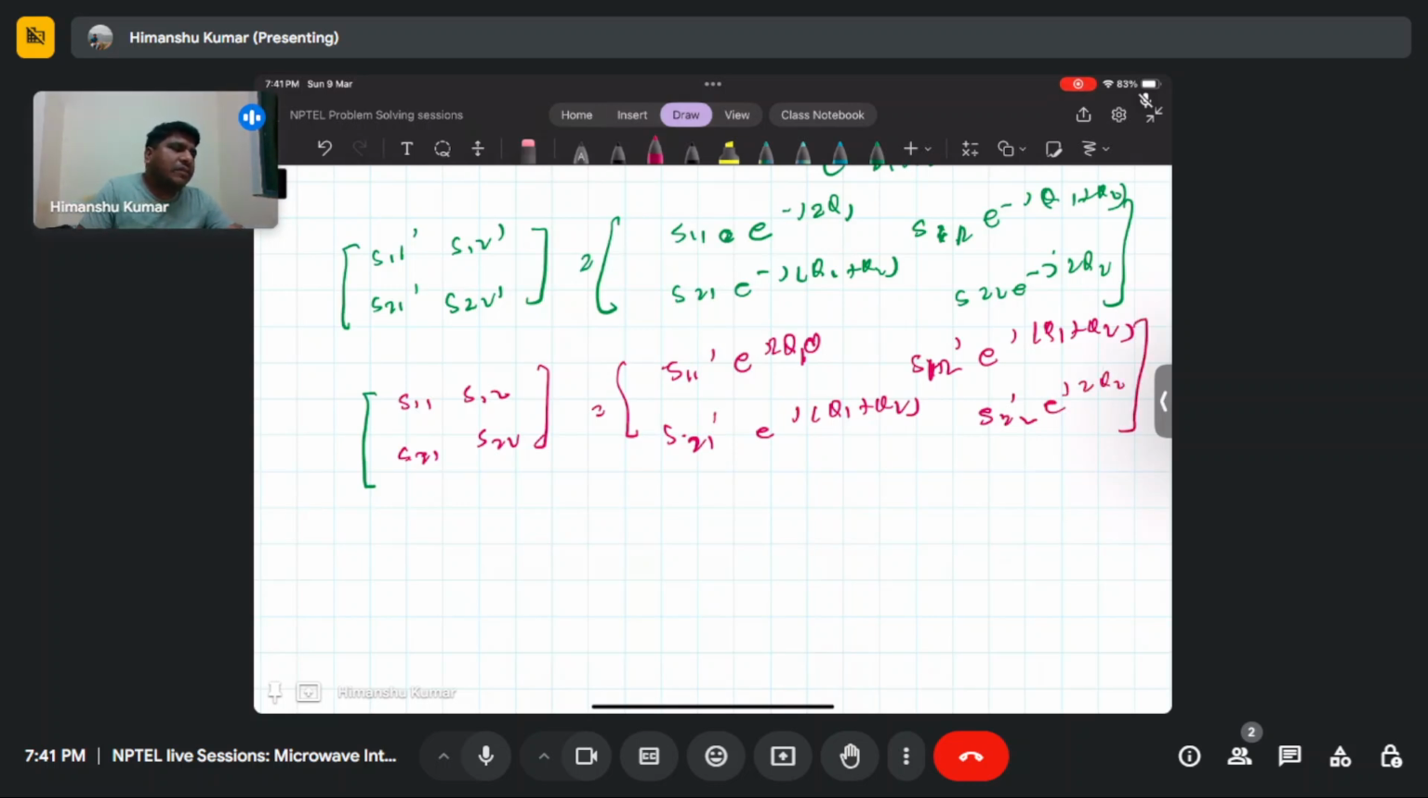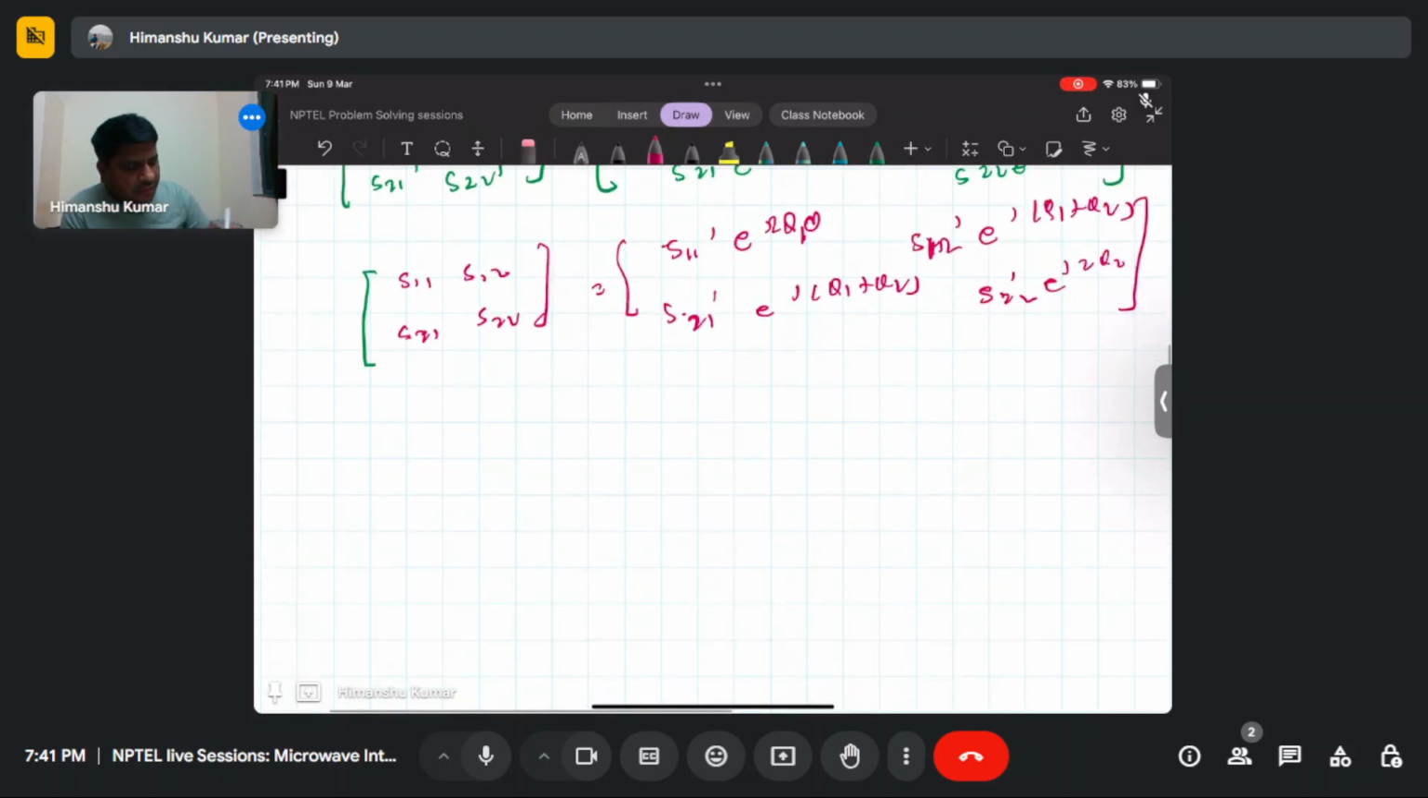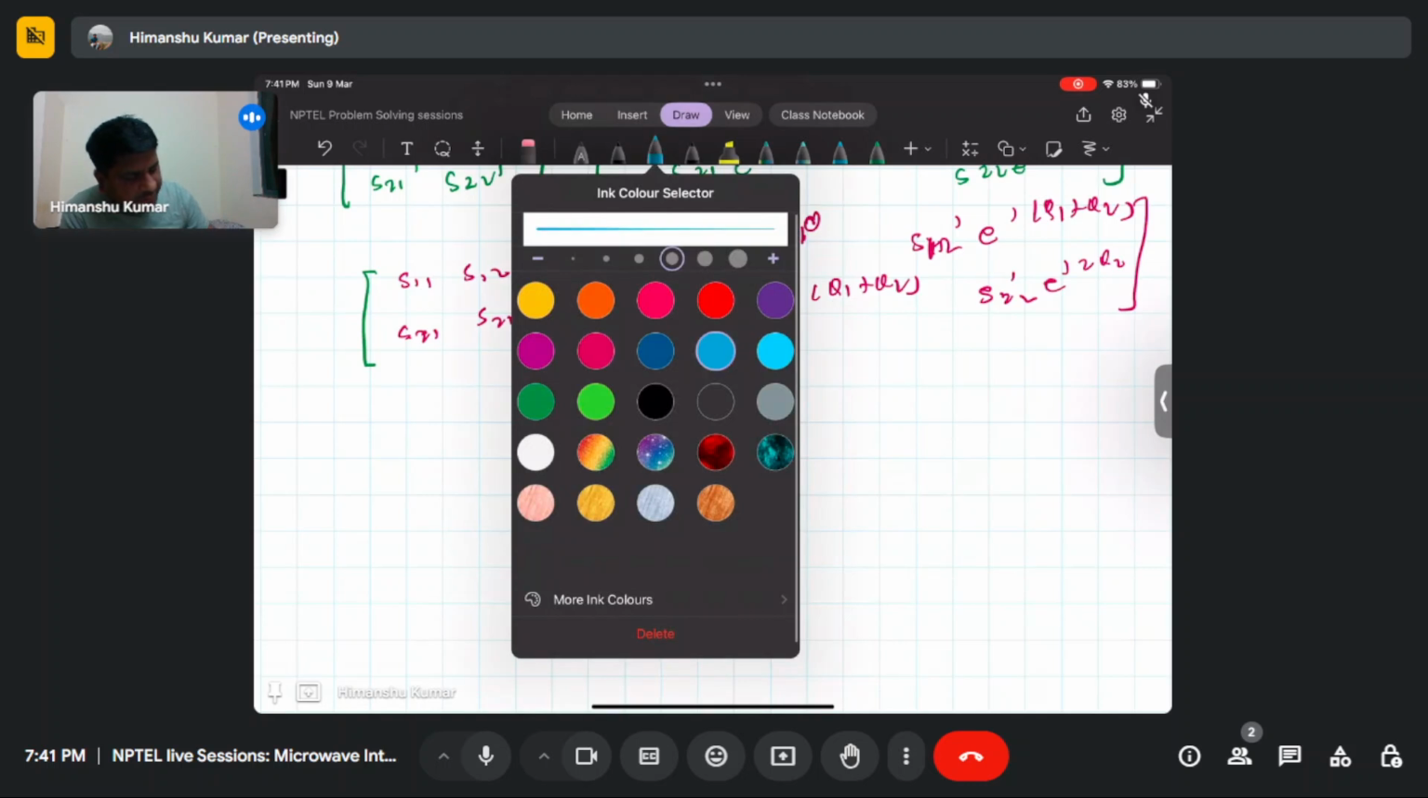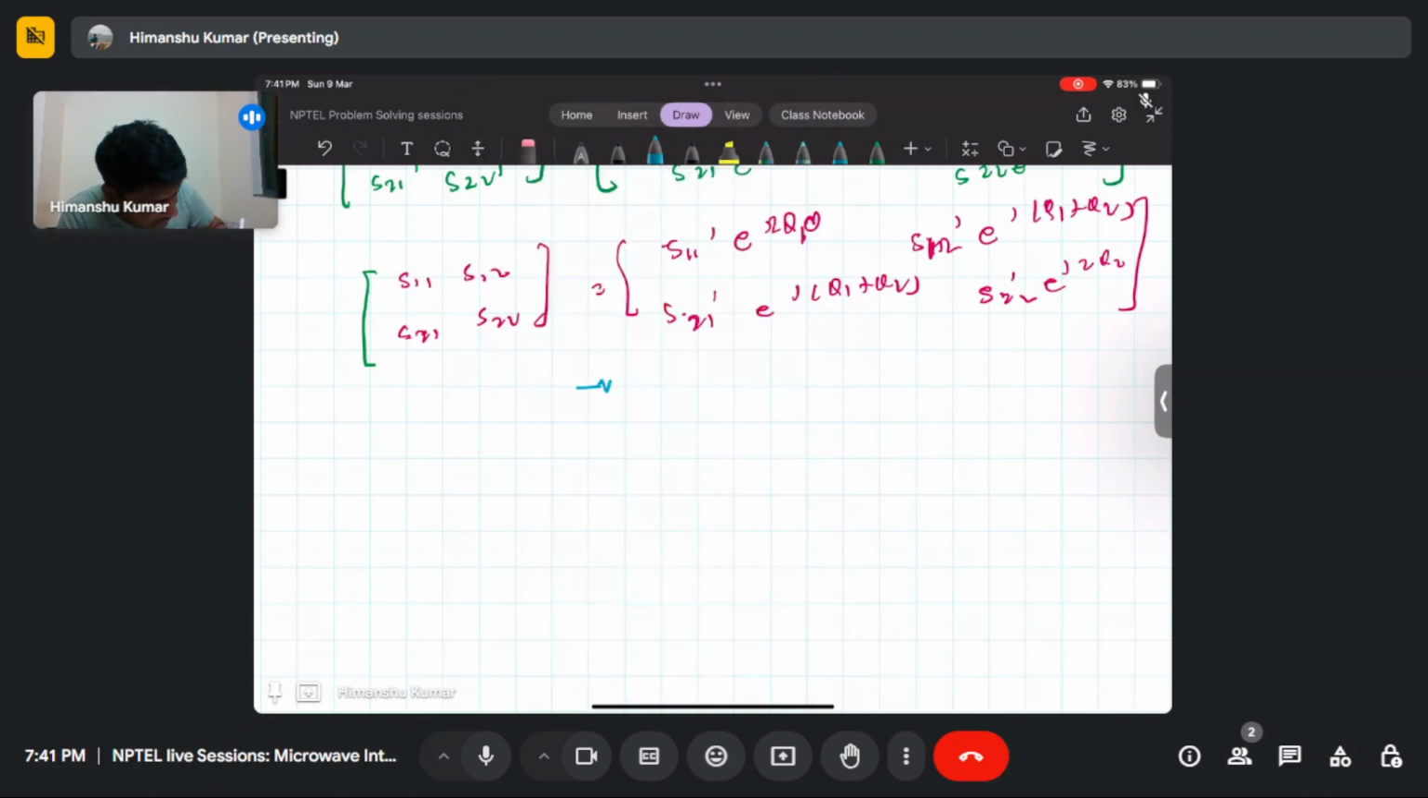Now we need to calculate the S parameters of the inner network. Basically, the inner network is this one. This is the characteristic impedance Z, and that is our even network.